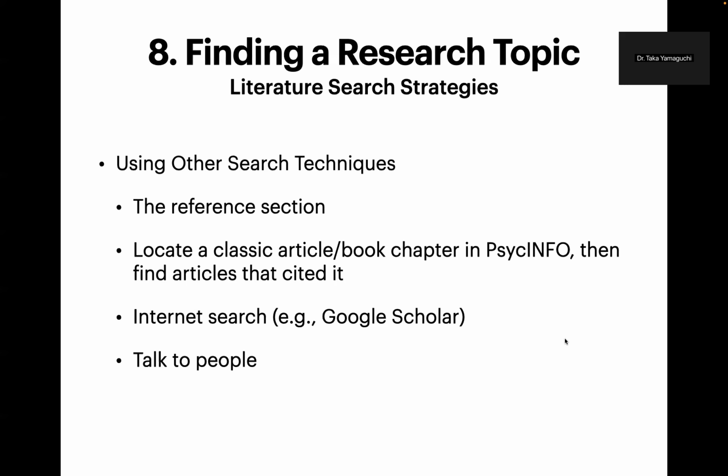You can also begin with a well-known classic article or book chapter on your subject. Search for it in PsycInfo using the author's name or the article's title, and then connect to a list of related works in PsycInfo that cite this classic piece. This approach is effective because other researchers studying your topic are likely to know about the classic article and cite it in their research.